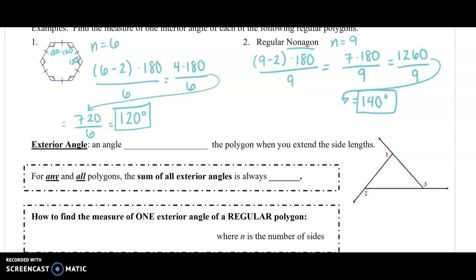Next, we are looking at exterior angles. That is an angle outside of the polygon when you extend the side lengths. So it would be any of these angles. You extend the sides out, and it's the angles that are being made by the side of it and that extended side. So for any and all polygons, the sum of all exterior angles is always 360 degrees. It does not matter if it has 150 sides or if it has 3 sides. All of the exterior angles will always sum to be 360 degrees.